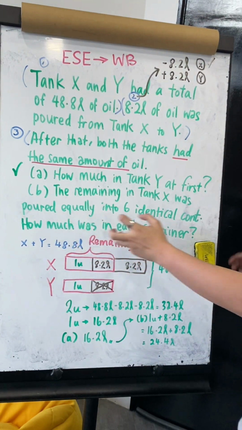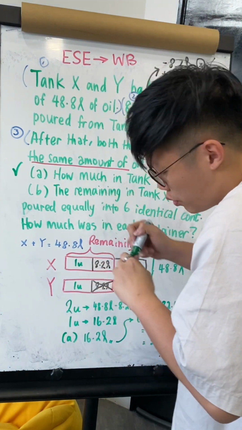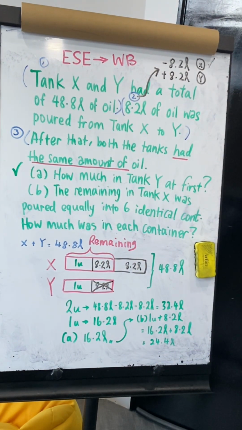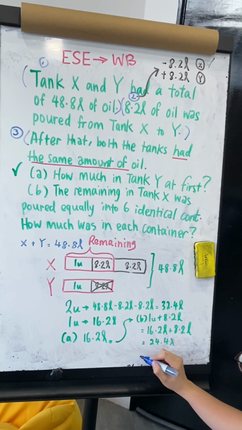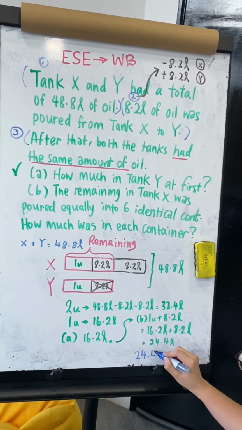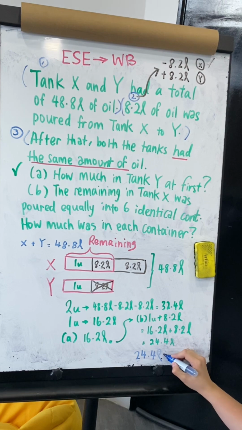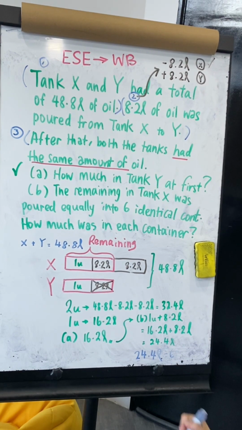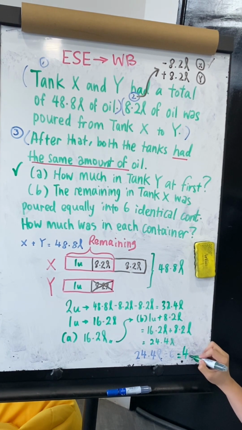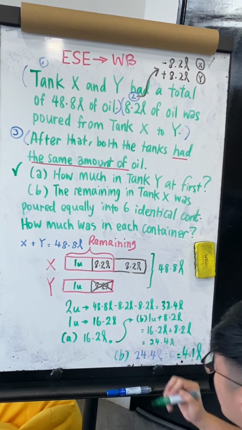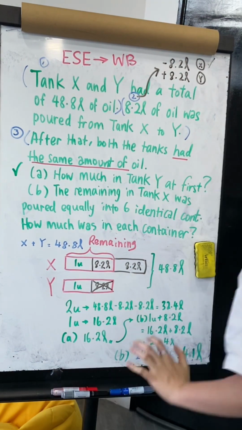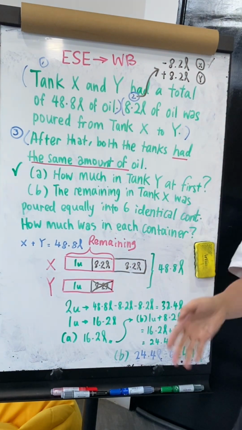What happens to this 24.4 liters? It is poured equally. The keyword here is the word equally. By now you should know, whenever it is equally, I have to divide by 6, because they say equally into how many containers. So we do 24.4 liters divided by 6. What is your answer? 4.1 liters. So therefore this is your answer for B. I hope you understood this question. Remember, whenever it's equal stage ending, you have to do it this way.